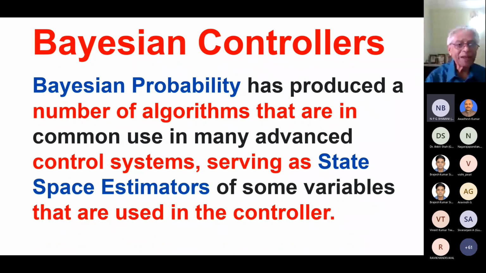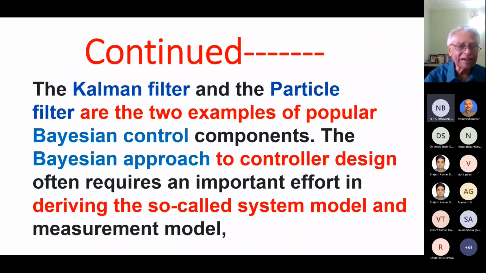Bayesian probability has produced a number of algorithms that are in common use in many advanced control systems, serving as state space estimators of some variables that are used in the controller. This was there earlier also, and we know the very famous Kalman filter and particle filter. These are two examples of popular Bayesian control components. The Bayesian approach to controller design often requires an important effort in deriving the so-called system model and measurement model. One is the system model, one is the measurement model, and the measurement model is part of the feedback.